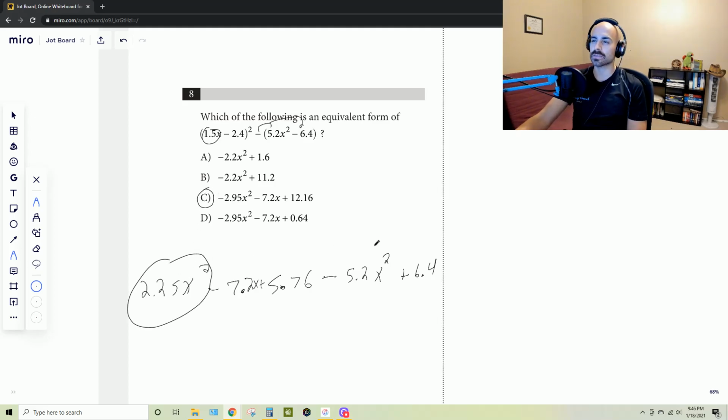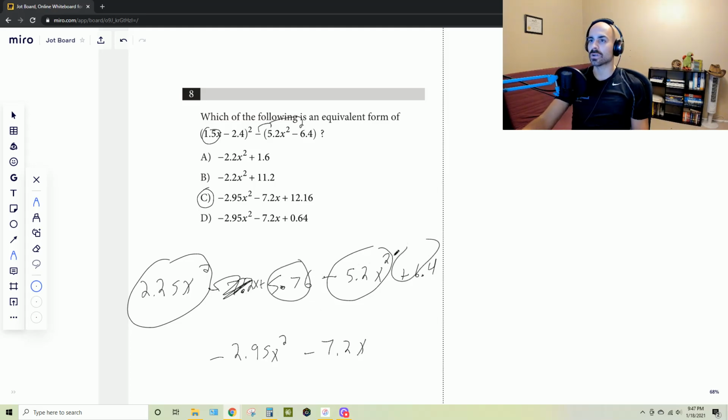terms being this one and this one. Gives us our negative 2.95x squared. We only have one x term here, single x term, so minus 7.2x, and that gets rid of that. And then when we're adding together these two terms, we get 12.16, and we're adding on to that.